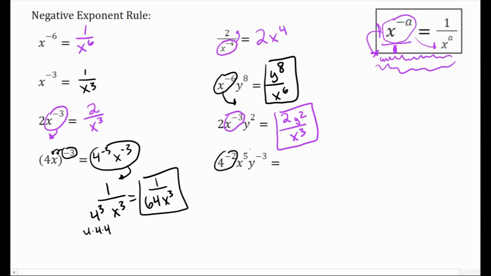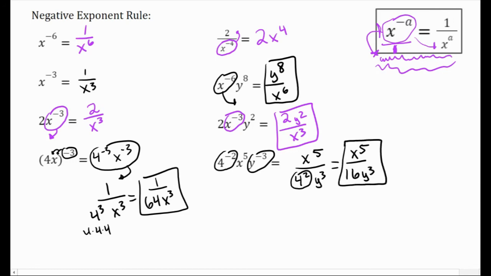And lastly here, I have two of them that end up having a negative exponent. So x to the power of 5 stays up here. 4 to the power of 2 and y to the power of 3 go to the bottom. And then anytime that we have a number raised to an exponent, we can actually figure out what that's equal to, which gives us our final answer of x to the power of 5 over 16y cubed. And that is our practice problems for the negative exponent rule to help us with our exponents.